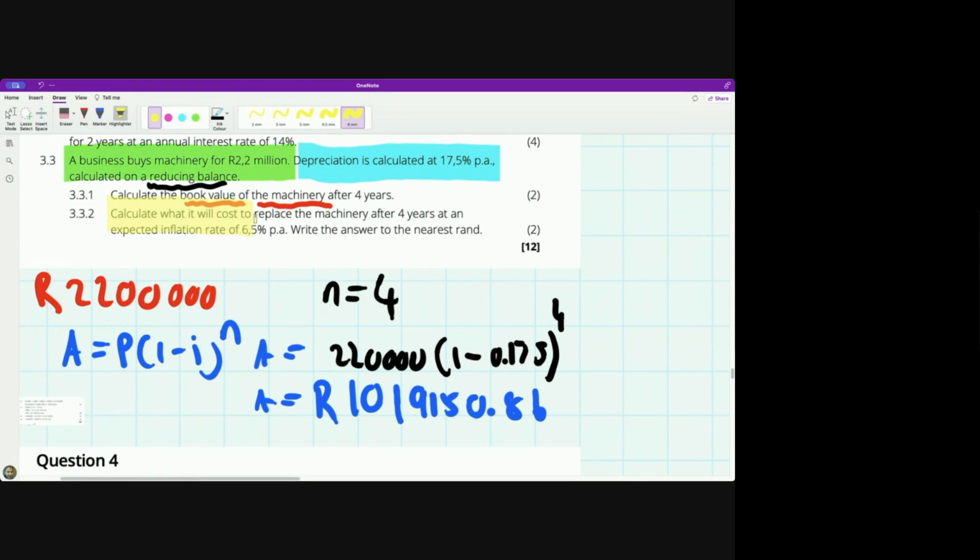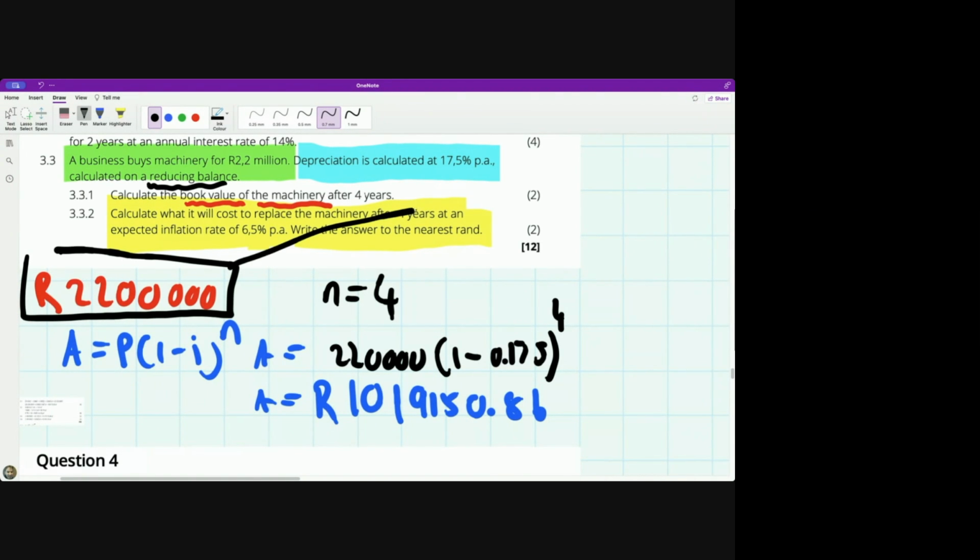calculate what it will cost to replace the machinery after 4 years at an expected inflation rate of 6.5% per annum. Write your answer to the nearest rand. Now, what's important here is this is not about depreciation. We are not losing value. We're trying to go into the future. And something that cost 2,200,000 today, how much is that worth in the future, in 4 years' time, if the inflation rate is 6.5% per annum? I'll give you one tip to start with.